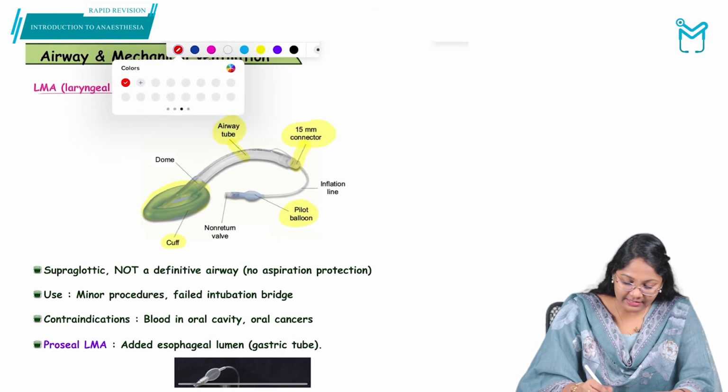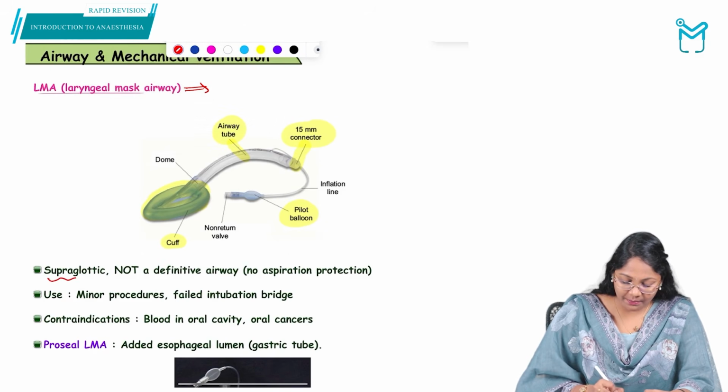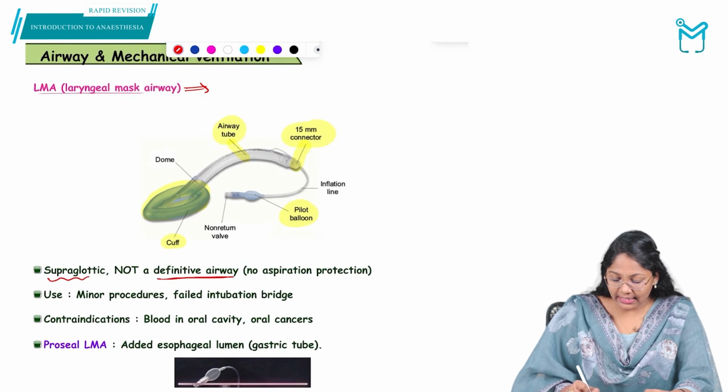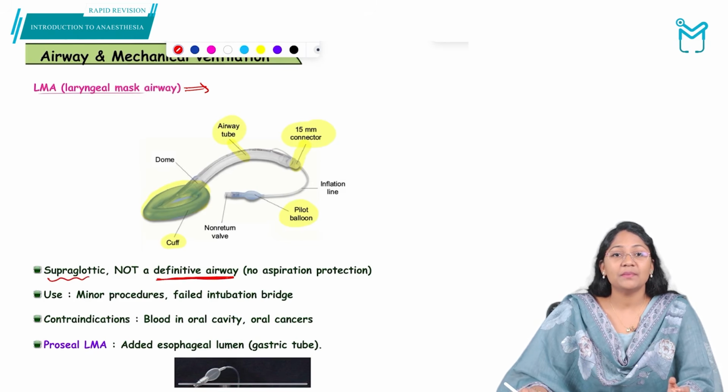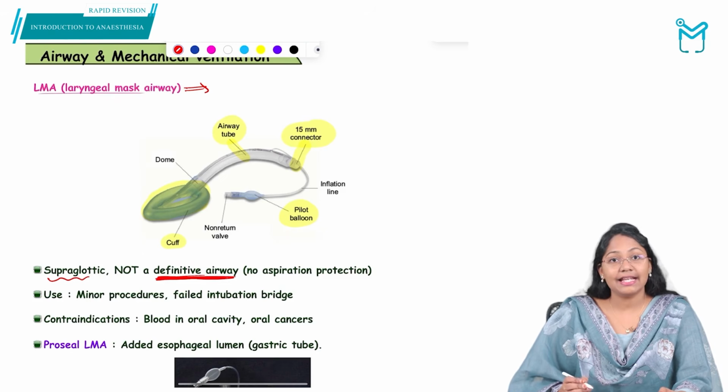The laryngeal mask airway is present over the supraglottic region, but it is not a definitive airway. This is the point you have to remember, students, because normally when we intubate patients, we protect against aspiration, but the laryngeal mask airway cannot protect against aspiration. That is the reason we say it is not a definitive airway.